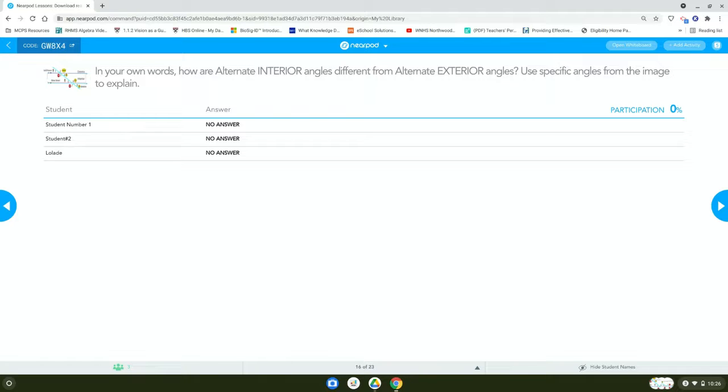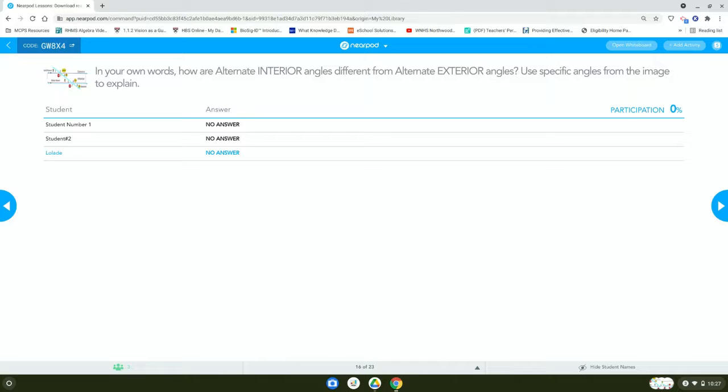Student number 1, student number 2, and student number 3, I need you to put your responses in your own words. In your own words. We're going to have to type these responses. How do you explain alternate interior versus alternate exterior? Can you differentiate between alternate interior and alternate exterior? You have to type your responses, students.